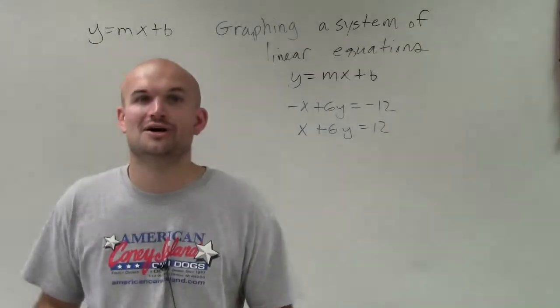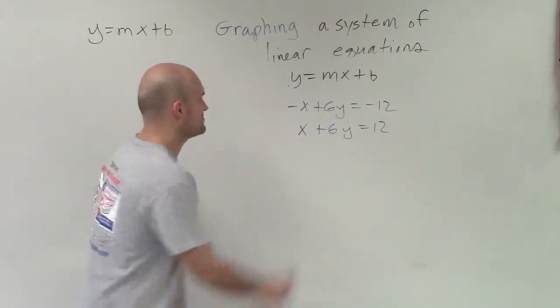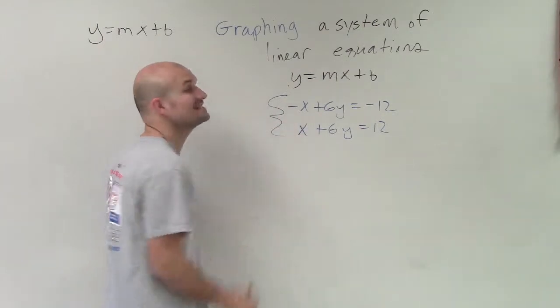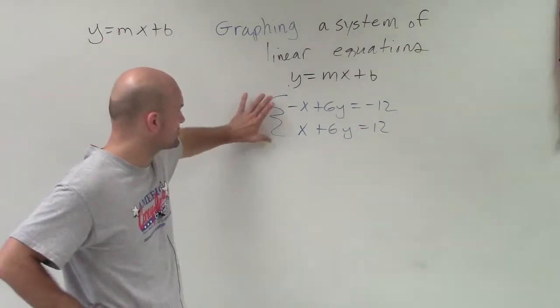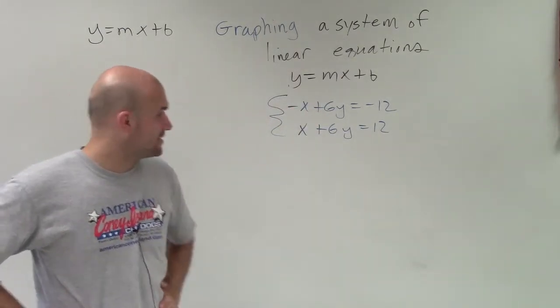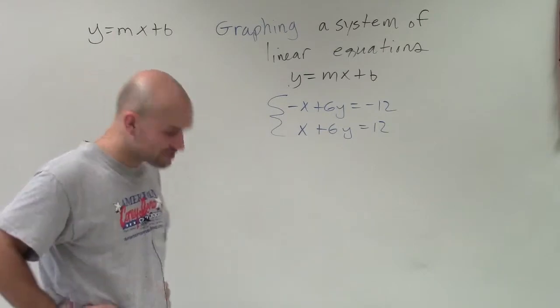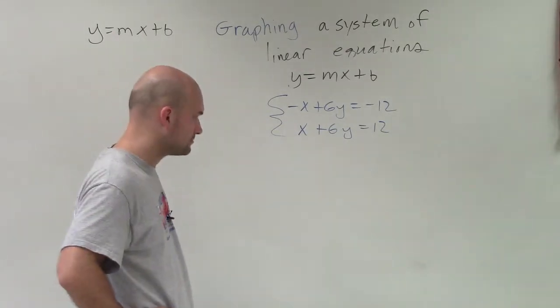Welcome. All right, so here's a fun equation, kind of. What we have is negative x plus 6y. Well, this is actually a fun system of equations. So we have negative x plus 6y equals negative 12, and x plus 6y equals 12. They're very similar, but not exactly the same.